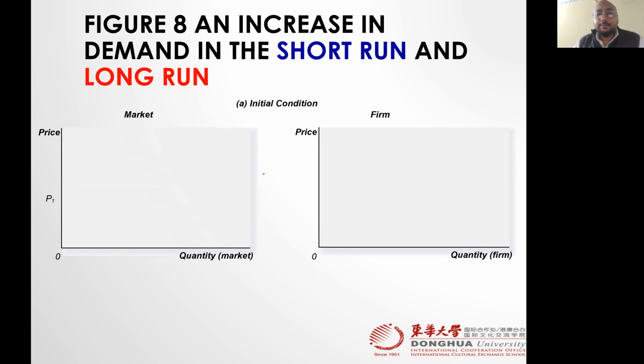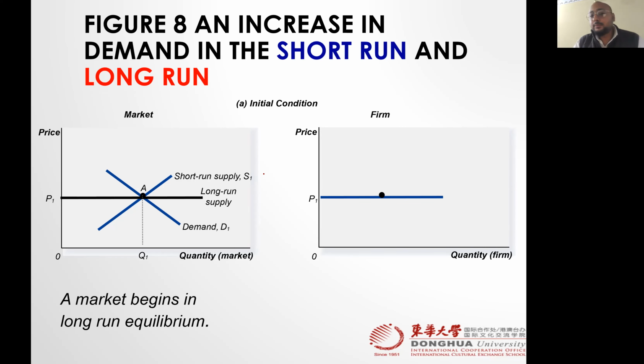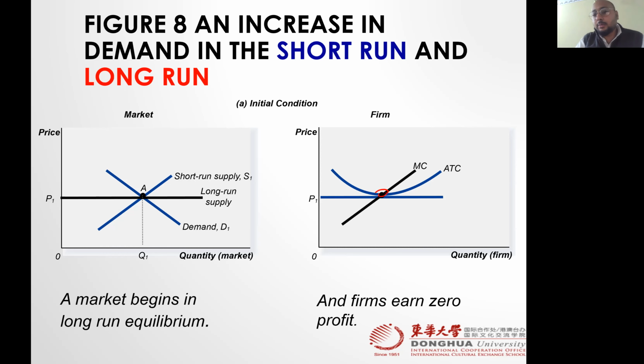If this is the short run supply curve, which is upward sloping, and this is the demand, what happens if demand increases? First, that is the normal condition. Everybody is earning zero economic profit. The price line is this.